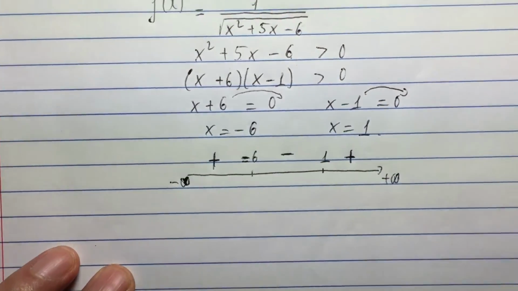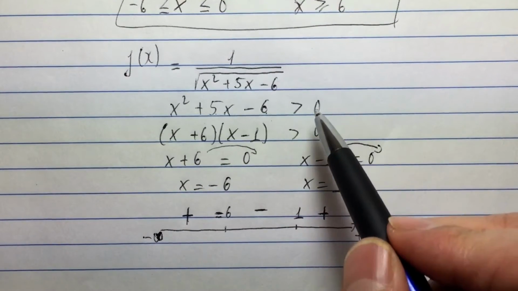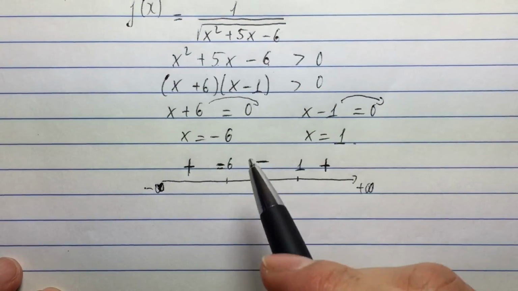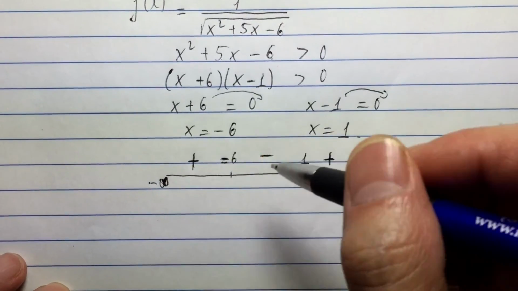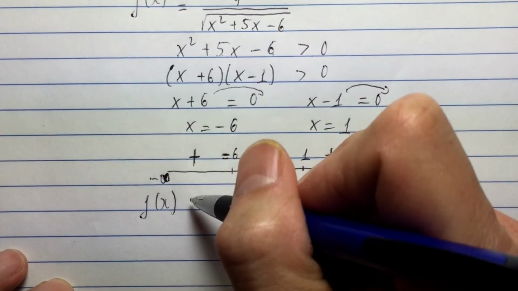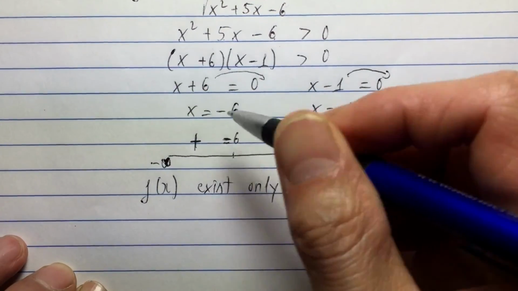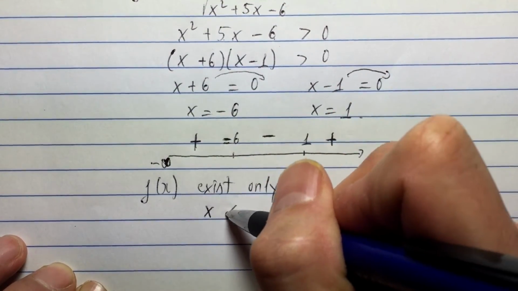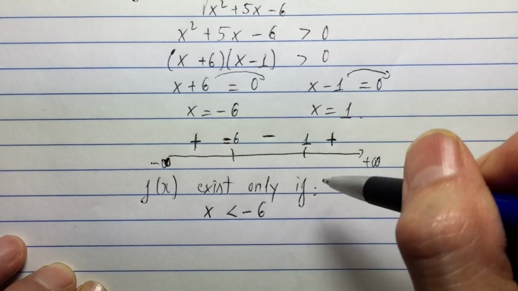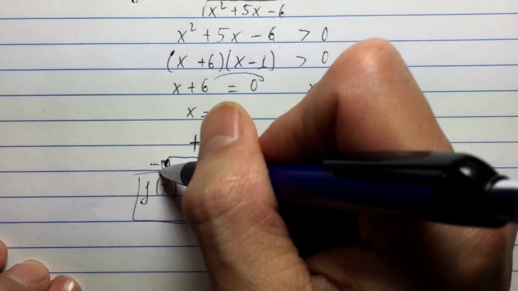Let me check my condition. My condition is that this quadratic expression is greater than 0, and again it cannot equal 0 in this case. So I pick only the positive regions. So in this case, the function f(x) exists only if x is less than minus 6, or x is greater than 1. This is my final solution.